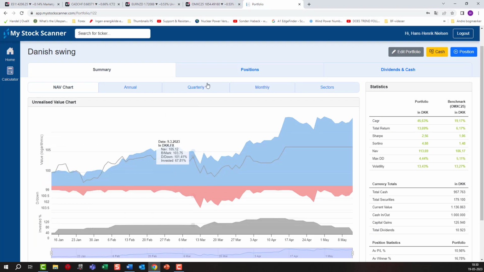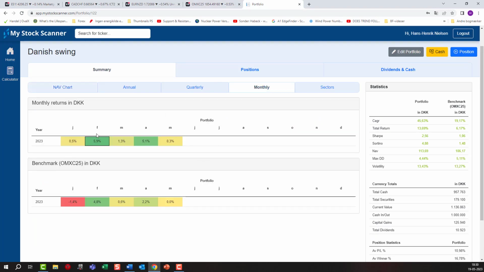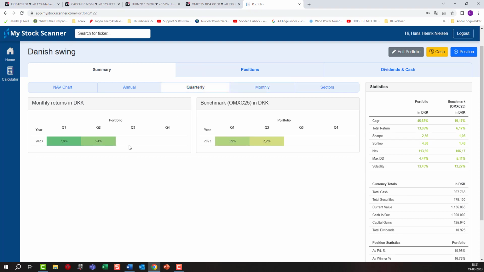Well, what we can see here, let's just have a look at the monthly here. What we can see is that we have actually been profitable every single month, which is amazing in a market like this. We have made a total return of just below 14%. Great Sharpe ratio, and just be aware this is only about 5 months worth of data, so there's nothing really significant we can get out of these numbers yet. We have a max drawdown of 4.4%, about the same volatility as the market, so overall this is actually looking fairly good.